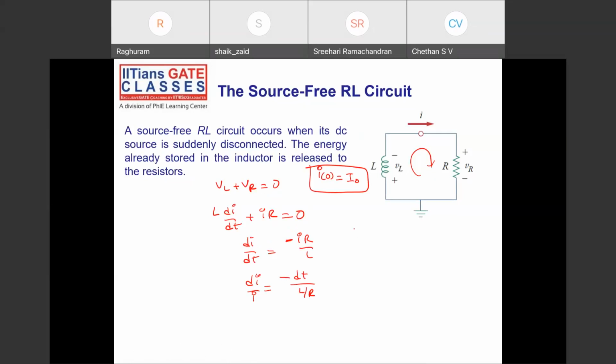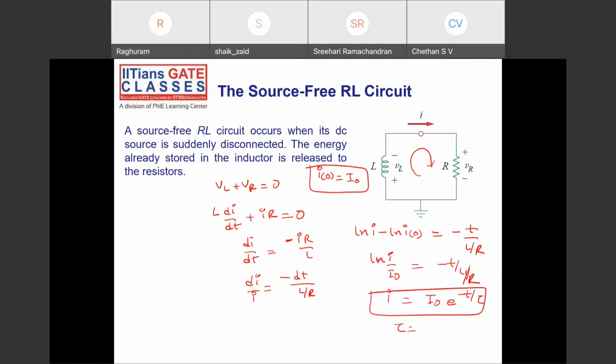From this, ln i minus ln I naught is equal to minus t by L by R. So ln i by I naught is equal to minus t by L by R. Then i is equal to I naught e power minus t by tau, where tau is equal to L by R. Tau is the time constant, L by R. Am I correct?